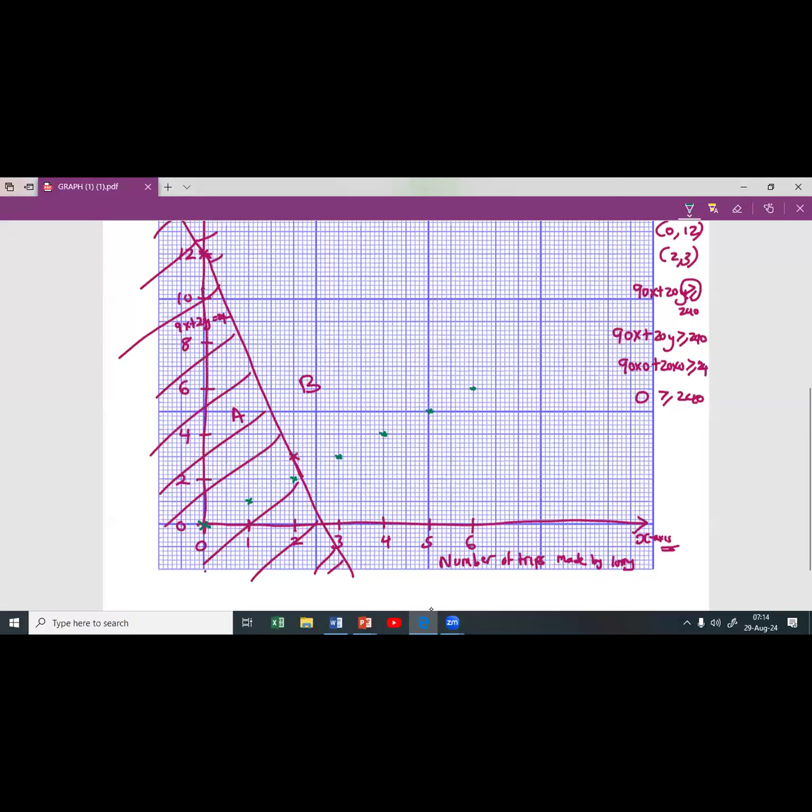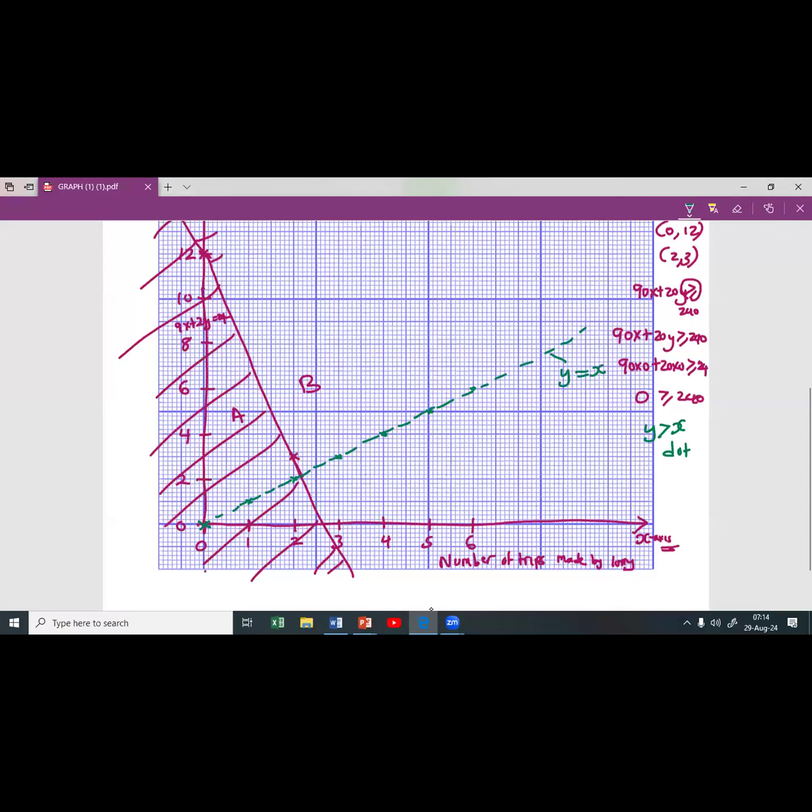Our line was y greater than x. So this line is a dotted line because it doesn't have the equal sign. So I'm going to dot it. Use a ruler, I will dot it, like that. Then after, I can label my line that this line is the line y is equal to x.